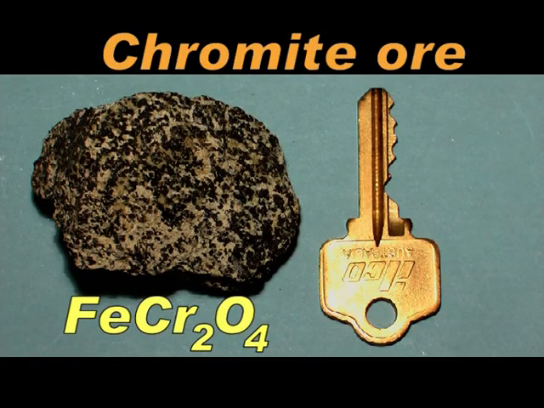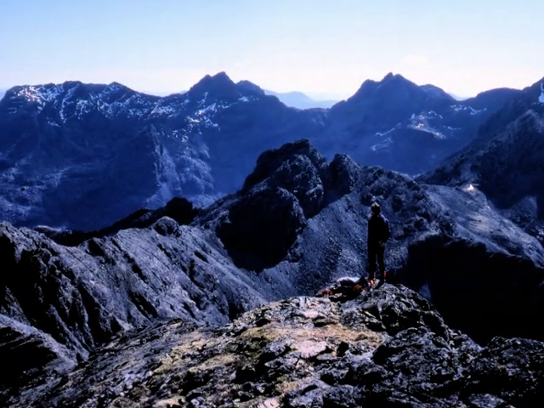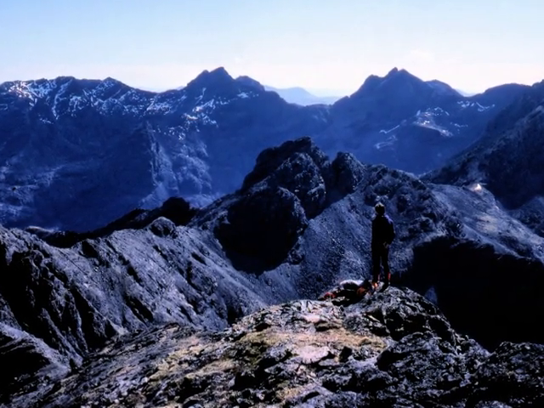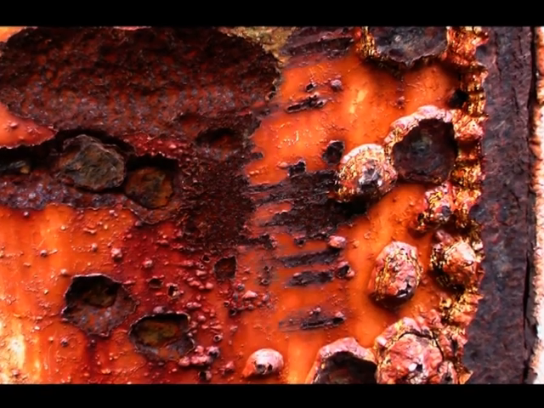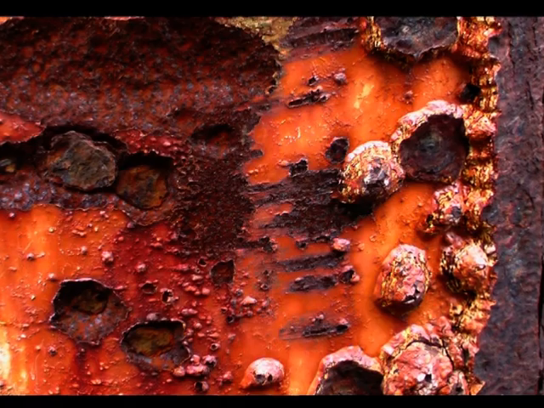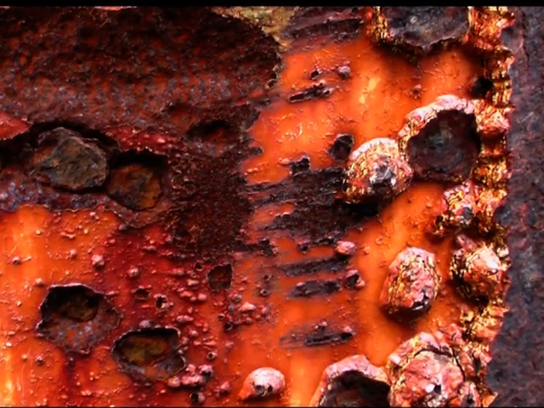But chromium is a metal that we humans greatly value. Its main ore is black chromite, which is iron chromate. It is found in some very dark igneous rocks, with the main deposits in South Africa. For centuries, steel makers have searched for ways of preventing steel from rusting.